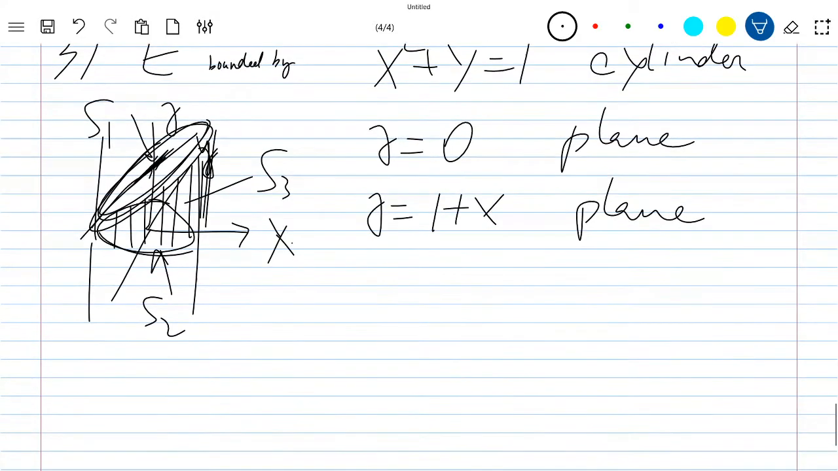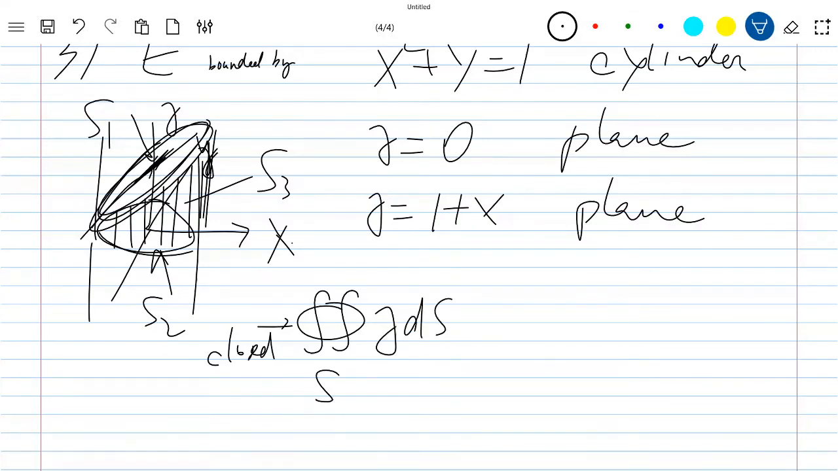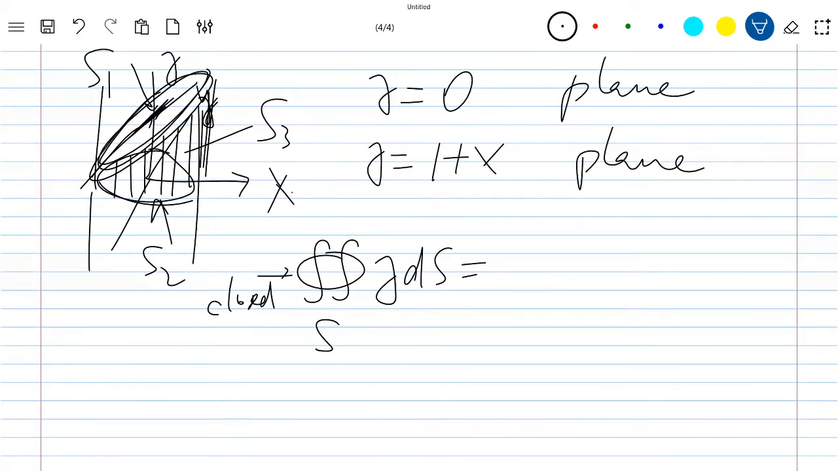So let's find out the integration over this closed surface. Put this one for closed. So that means it includes all three faces: S1, S2, and S3. So let's call this the boundary of E. Let's put all together and call it S. Okay. And then let's integrate z, the height. And z is always positive, so the result is also positive. So this means you have to integrate over S1, then S2, then S3.